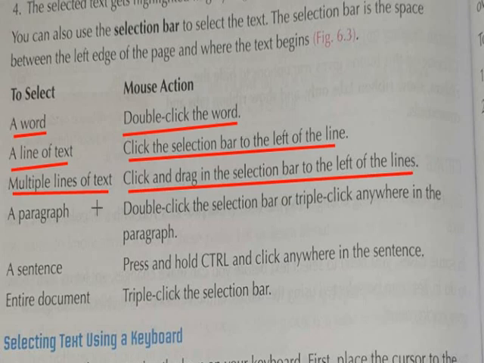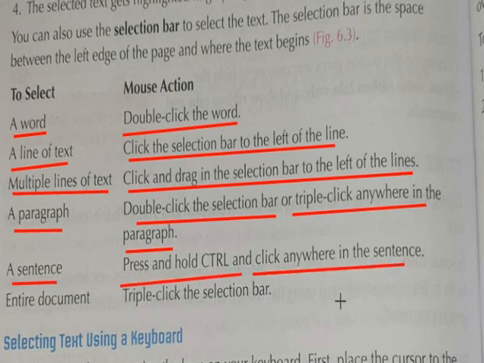If you want to select a paragraph, you double click the selection bar or triple click anywhere in the paragraph. If you want to select a sentence, you press and hold Control and click anywhere in the sentence. If you want to select the entire document, triple click the selection bar.